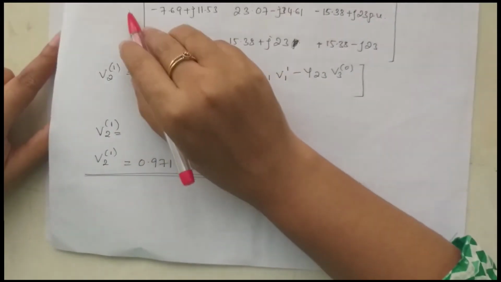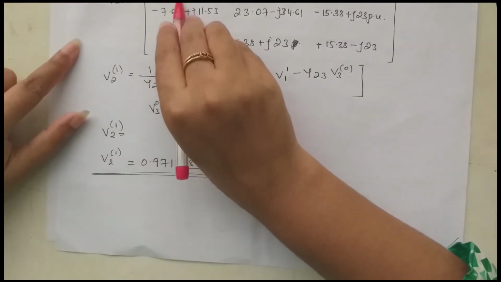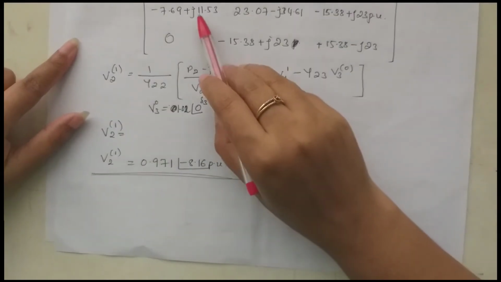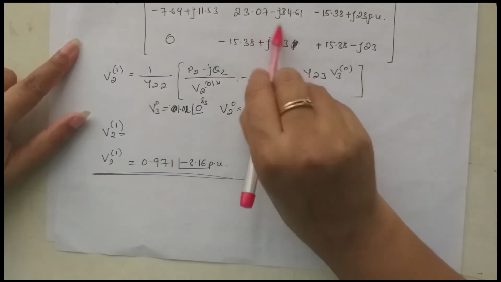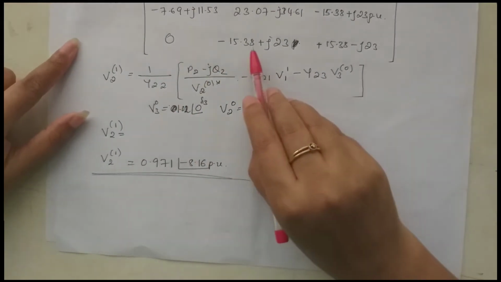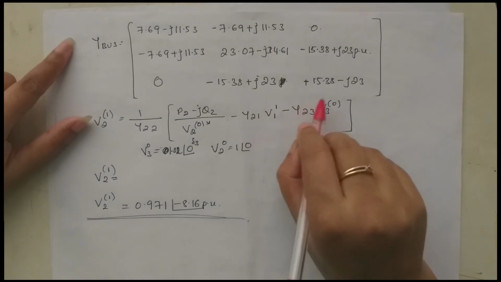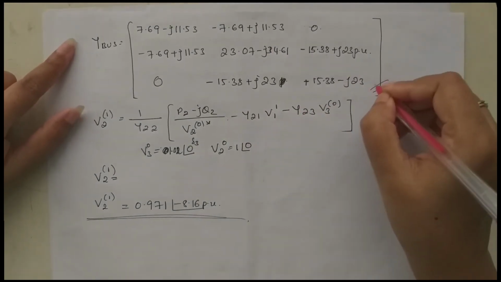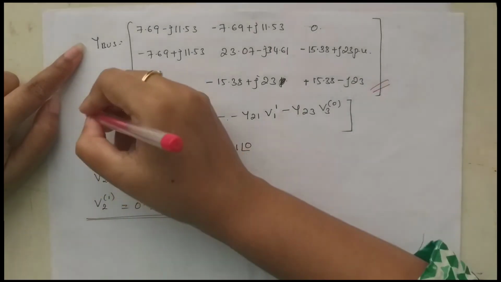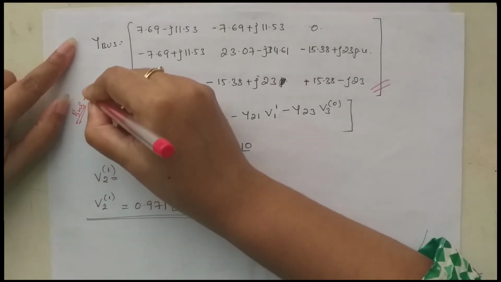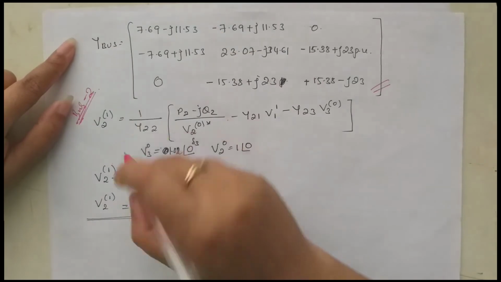And form the Y bus, which is Y11, Y12, Y13, Y21, Y22, Y23, Y31, Y32, Y33. So this is the matrix Y bus. Now we have to calculate the complex voltage at bus 2. No other further calculations are required.